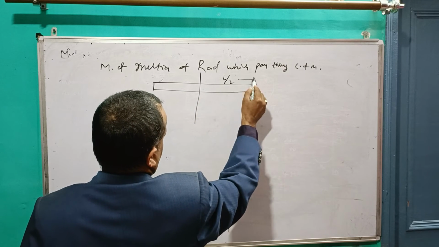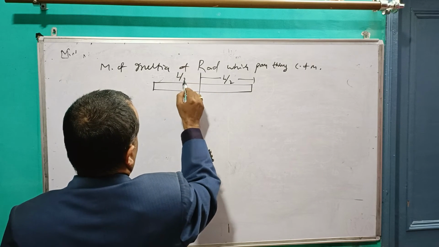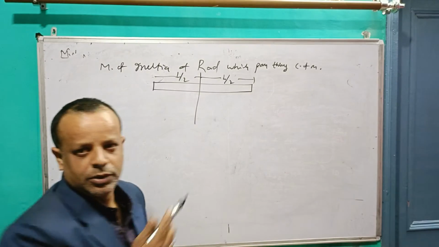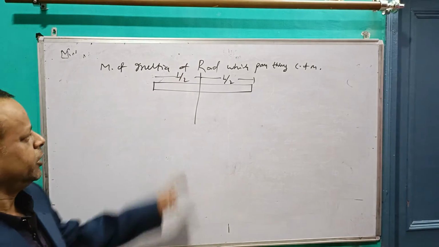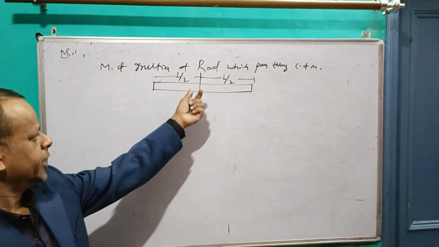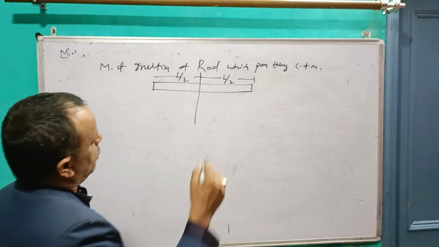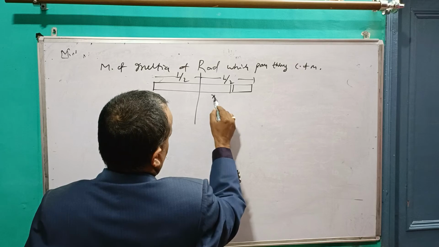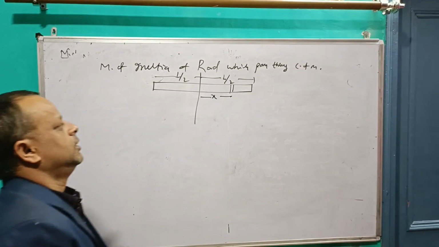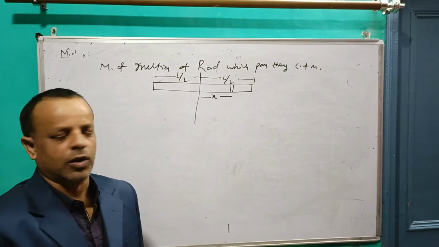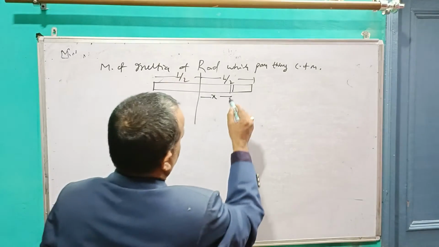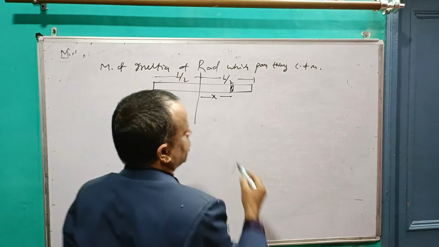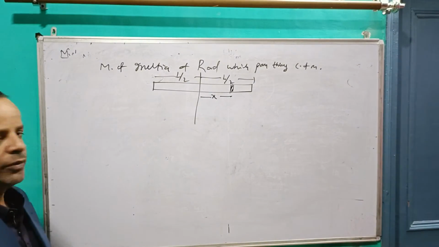The distance from here to here will be L by 2, because our topic is the moment of inertia about the center of mass, so it is rotating about this point. Then let us suppose a small element over here which is at a distance of x from the center of the rod. So what we'll do is calculate the mass of the elementary element, as we have been doing in every case.